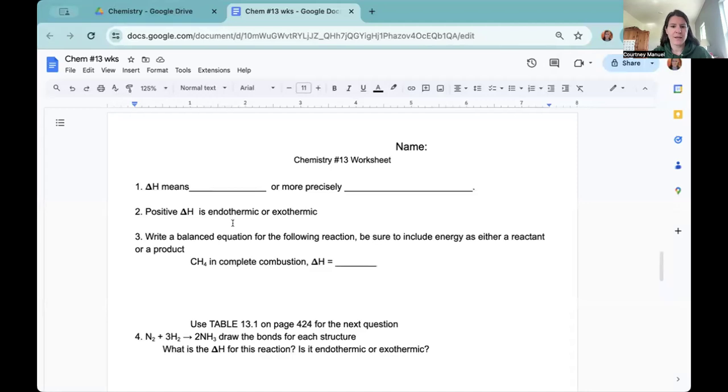Okay. Chemistry, this is for module 13. You see in my little window here, this is what we're working with. This is a worksheet that I made up. For the module, we're going to go through it.